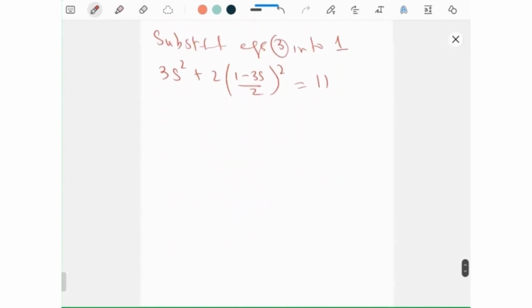Please सब लोग की attention चाहिए मुझे. 3s square plus 2, 1 minus 3s, the whole thing square को कैसे खोलूंगा? a square minus 2ab plus b square याद है? और 2 के स्क्वायर को कैसे खोलूंगा? Are you all with me? 1 minus 3s, the whole thing square is a square minus 2ab plus b square upon 2 का square is 4. Are you all with me?